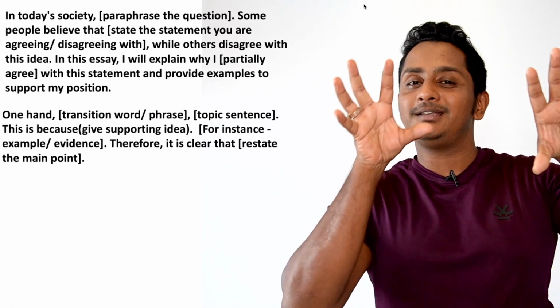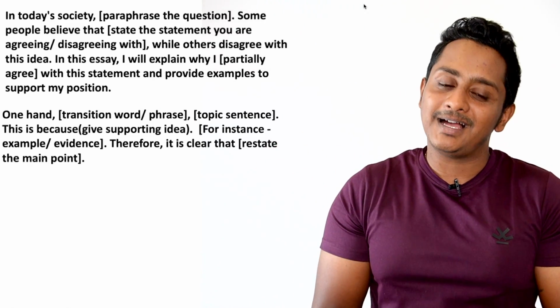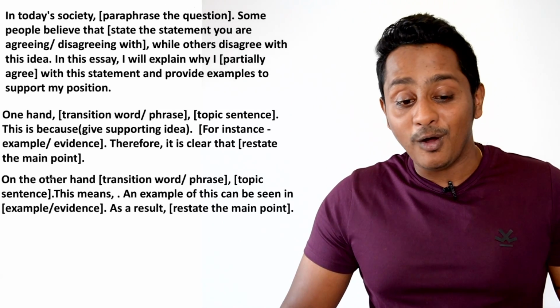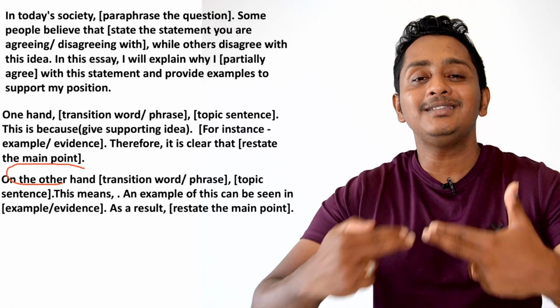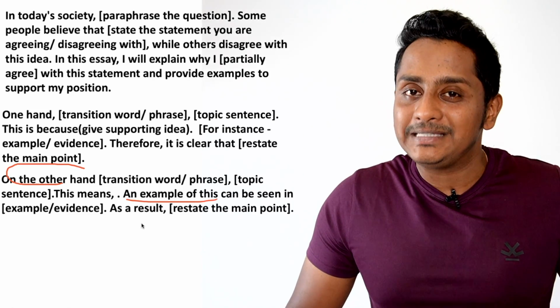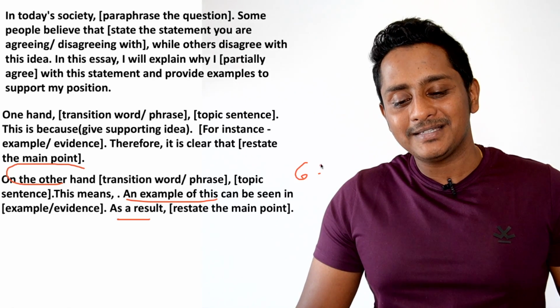On one hand, write the topic sentence, this is because, then for instance, as a result, or therefore. Then the third paragraph, you're going to start with, on the other hand, topic sentence, supporting idea, this means, or this is due to the fact that, example of this can be seen in, as a result. This also is the same thing, 6-7 sentences.